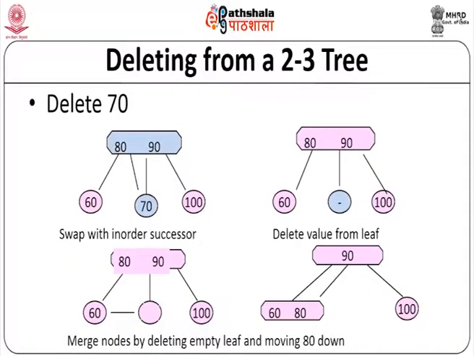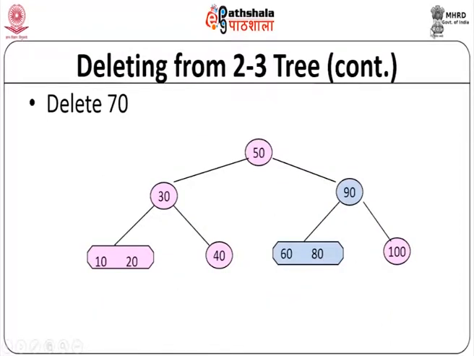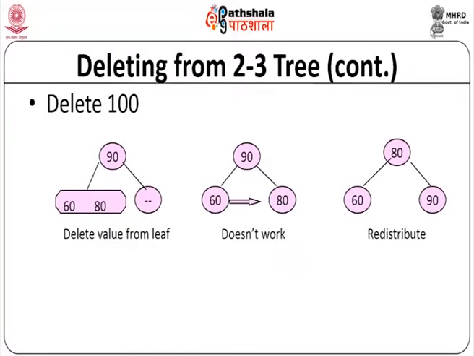Now let us assume that we want to delete 70. Suppose we swap with the in-order successor. So, we have swapped the in-order successor and deleted the value from the leaf. Then you merge by deleting the empty leaf and moving the 80 down. So, this is what we have done. This is the deleting of 70 and finally, this is the tree that we will get after the deletion operation.